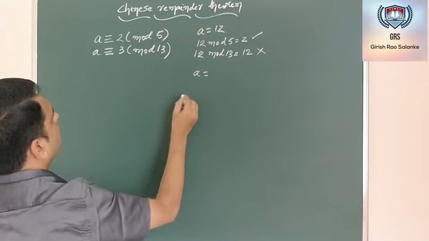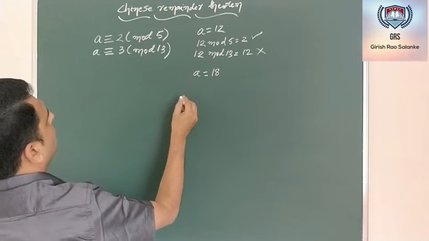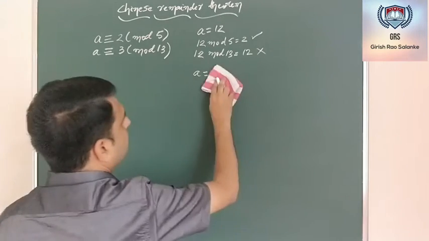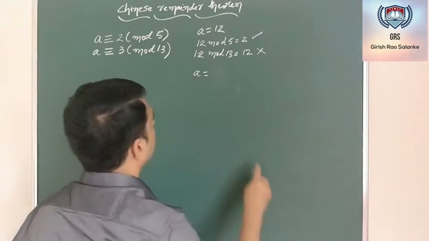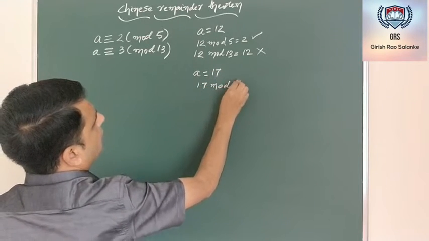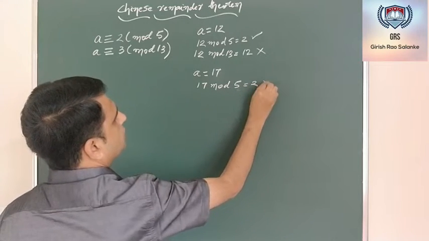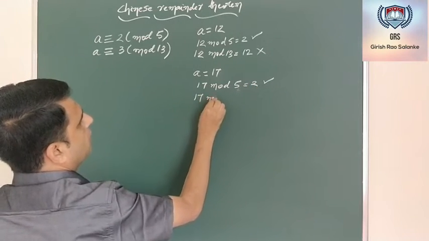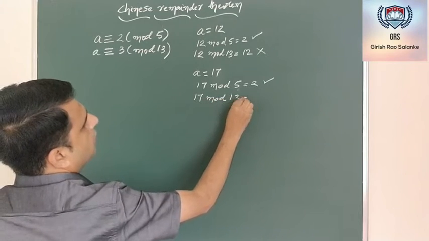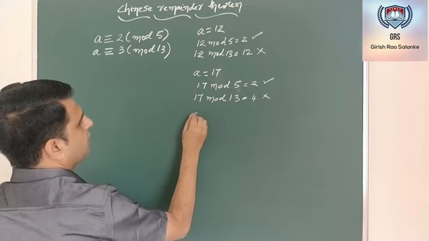If I take A is equal to 18, both will be false. Let me take A is equal to 17. What is 17 mod 5? 17 mod 5 is 2. The first equation is true. 17 mod 13 is 4, but I should get the answer as 3. Even this fails.